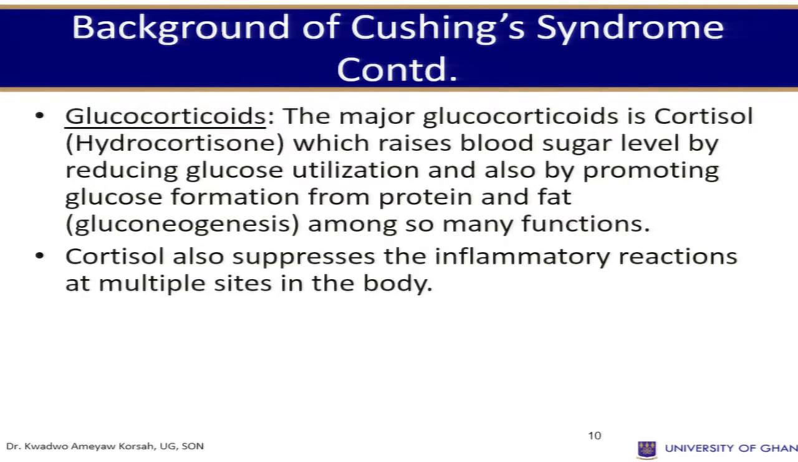For glucocorticoids, the major glucocorticoid is cortisol, and cortisol is a prototype of hydrocortisone, which raises blood sugar levels by reducing glucose utilization. It may also do that by promoting glucose formation from protein and fat, gluconeogenesis, among so many functions. Cortisol also suppresses inflammatory reactions at multiple sites in our body.